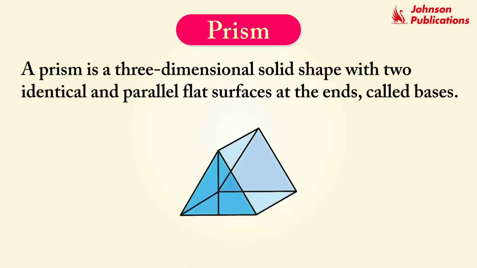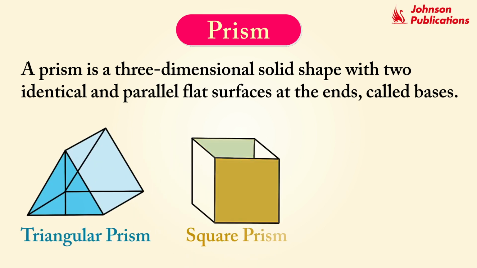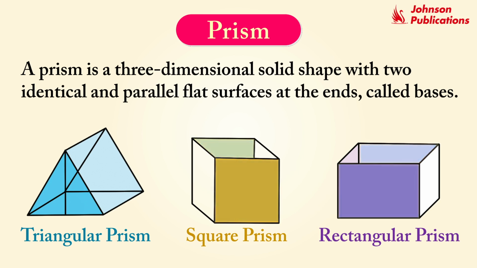Look at this solid shape. The bases of this figure are triangular in shape. That's why this prism is called a triangular prism. There are different types of prisms based on the shape of their bases.